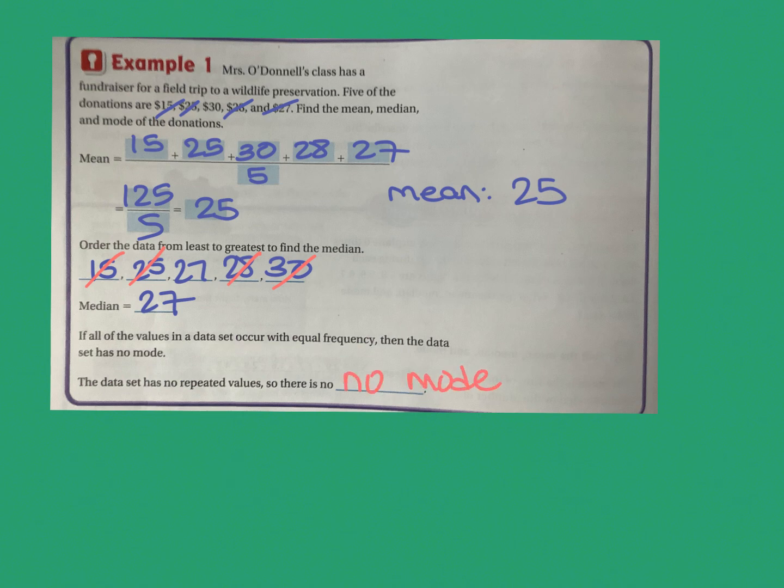If we had a repeating one, then we would say that's the mode. If there was two 27s, 27. If there was two 30s, 30. If there was two 30s but three 25s, 25 is my mode, whichever repeats the most.